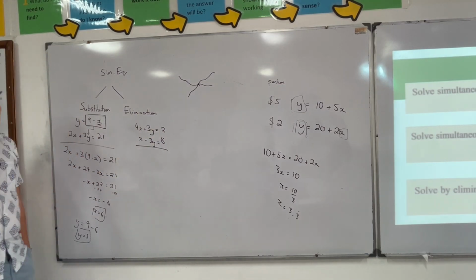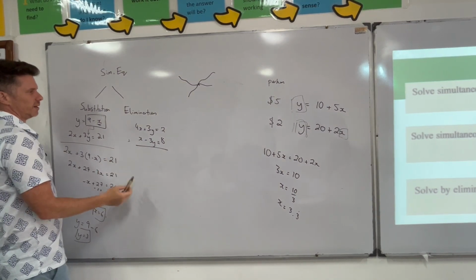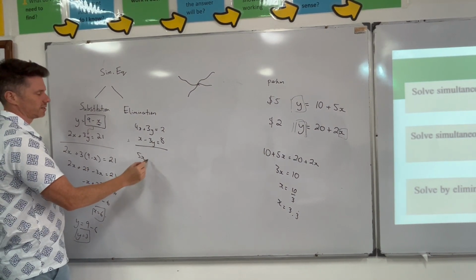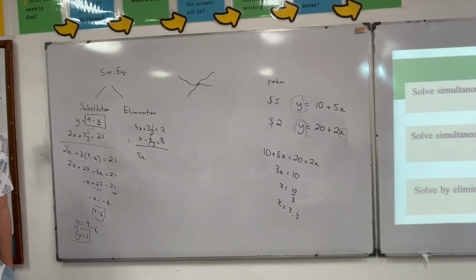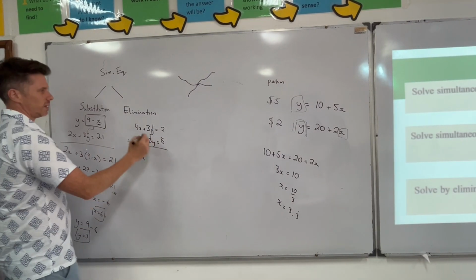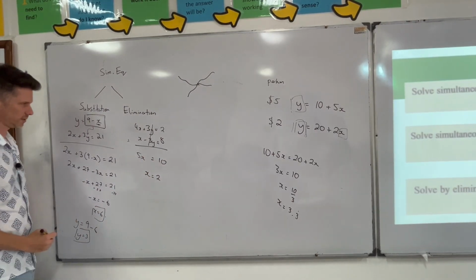If it's the same x and the same y, if I add these two together, I have, well, in total I have 5 x's, and what happens here, I have no y's. 3y take away 3y means I have none of them. And that equals 10. And x is equal to 2. Look how easy that is.